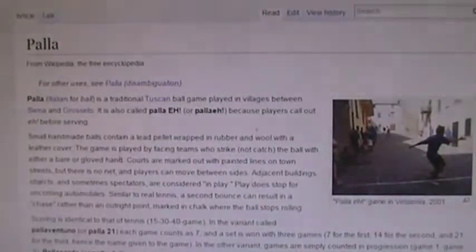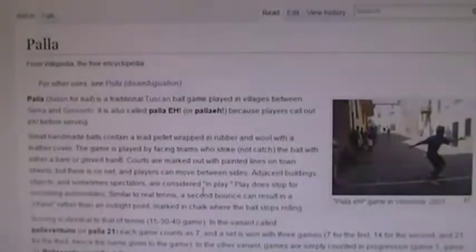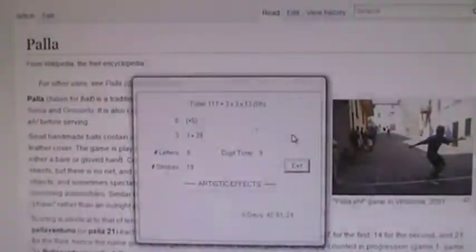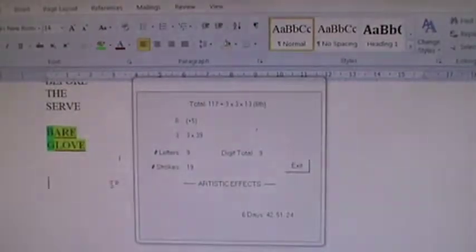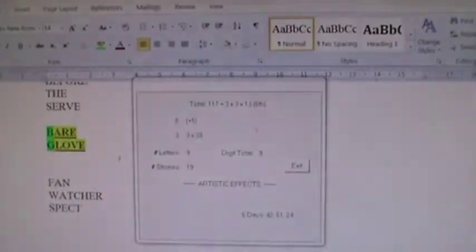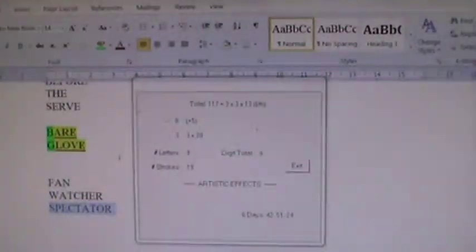Now that's fun. Adjacent buildings, objects, and sometimes spectators. Oh man, spectator, that's a word we forgot for the number 3. Oh man, spectator divides by 9 in 9 letters. So by way of review, we had fan, we had watcher, and now we have spectator. All divide by 3. A fan. Don't you love the fans? I mean, and then crowd divides by 3.